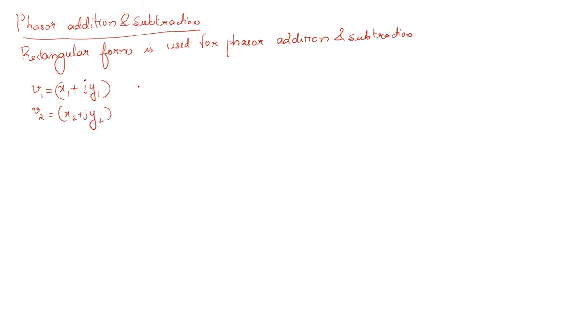Then if I have to add them, that means if I have to find V1 plus V2, I have to do x1 plus x2 plus j into y1 plus y2. This is the answer for adding two phasors V1 and V2. And if we have to subtract them, we have to do x1 minus x2 plus j into y1 minus y2. So this is how we have to add or subtract phasors.